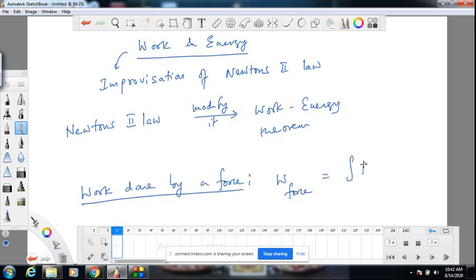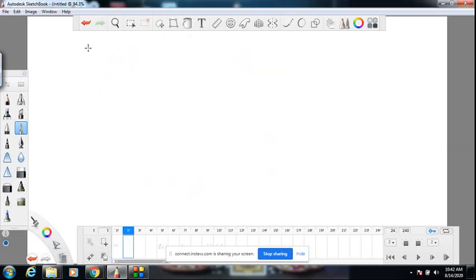So work done by a force is defined as integral F dot ds. I am going into the very fundamental definition, which is always correct. So work done by a force is defined as integral F dot ds, where ds is the displacement of, very important point, displacement of the point of application of force.